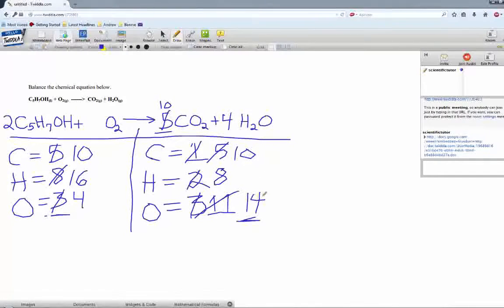But now the oxygens change also. So it's going to be 10 times 2, 20, plus 4. So it's 24. And then we need to change the hydrogens also. 16 and 8, well, I just need to double it. So if I double 4, that's 8. 16 hydrogens. But the oxygens also change. 10 times 2 is 20 plus 8. 28 oxygens.